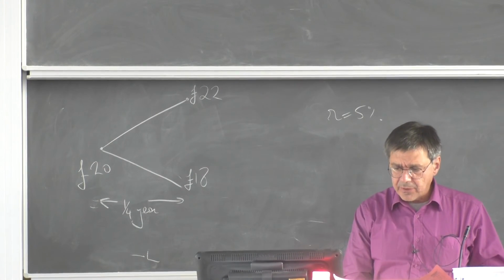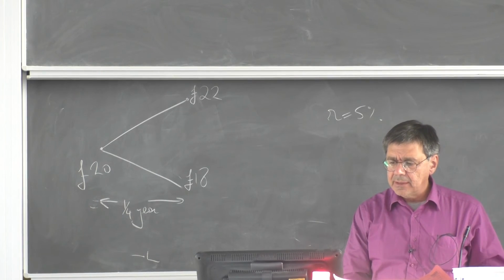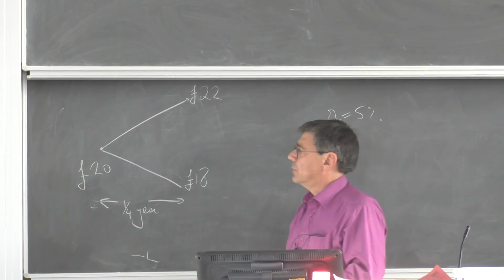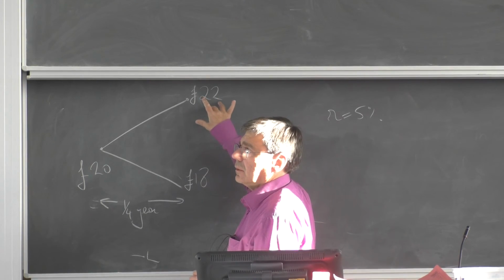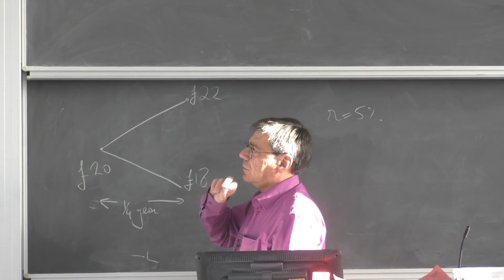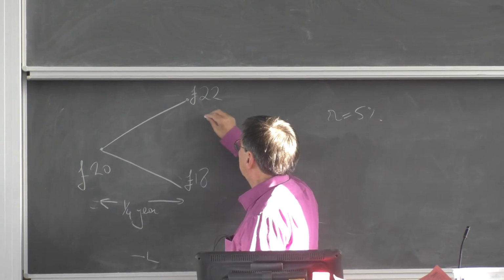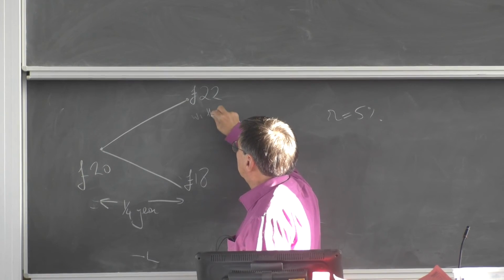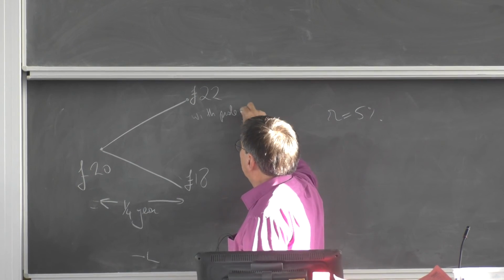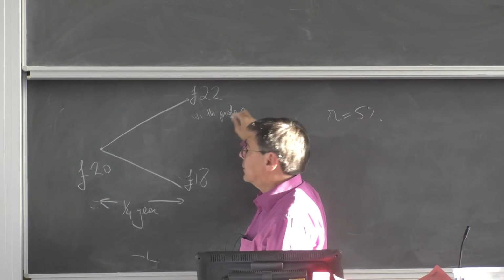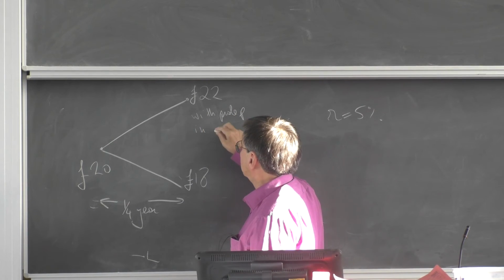Let's start by asking ourselves, what is the probability in a risk-neutral world of this event? What I called Q before, let's now call P. So this is with probability P, but not in our world, in a risk-neutral world.